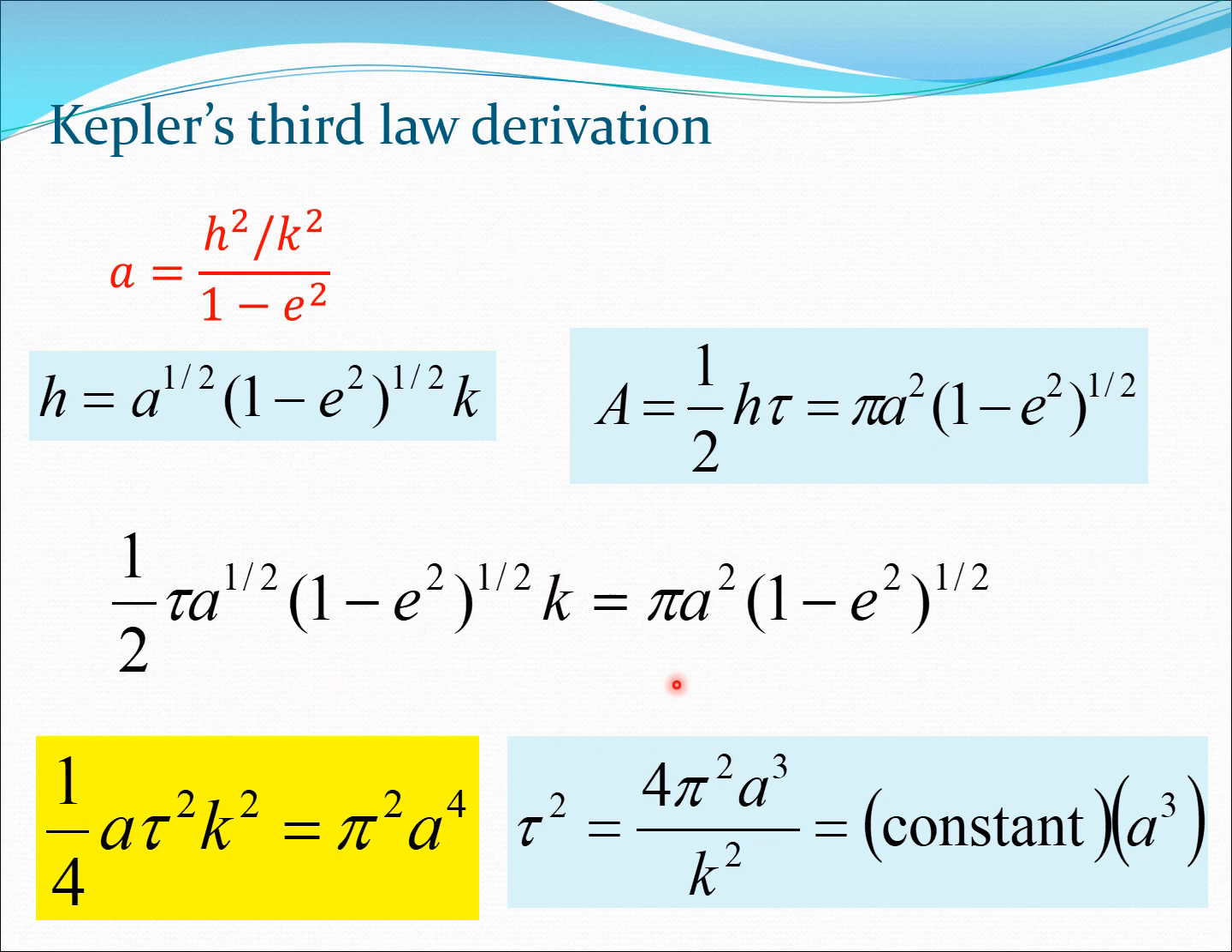For example, the 1 minus e square term can be cancelled, and then I square both sides, so I get 1 by 4 a tau square k square equals pi square a to the power 4. So I get it from this equation, and therefore I can write tau square is 4 pi square a cube by k square. Now you can immediately see this is a constant into a cube. So this is the equation which we have been searching for a long time.